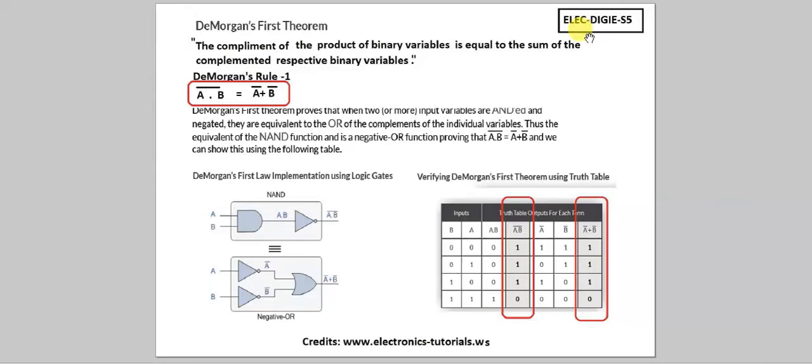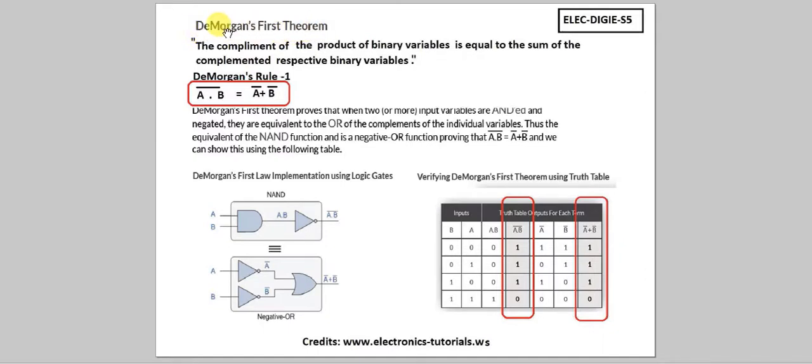Dear students, today's topic is De Morgan's theorem. The topic code is ELEC-DIGIE-S5. De Morgan's first theorem. These are the theorems stated by De Morgan.